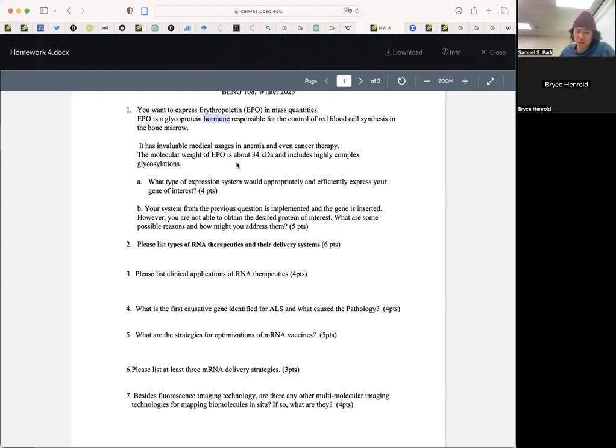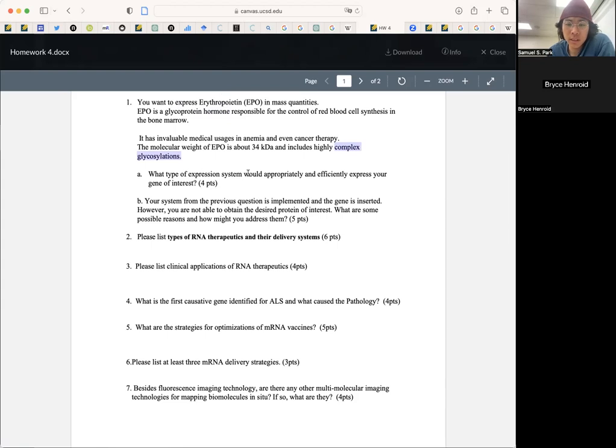So EPO is a glycoprotein and a glycoprotein hormone responsible for the control of red blood cell synthesis in the bone marrow. It has invaluable medical usages in anemia and even cancer therapies. The molecular weight of EPO is about 34 kilodaltons and includes high complexity of glycosylations. So again, she's pointing out glycosylations here.